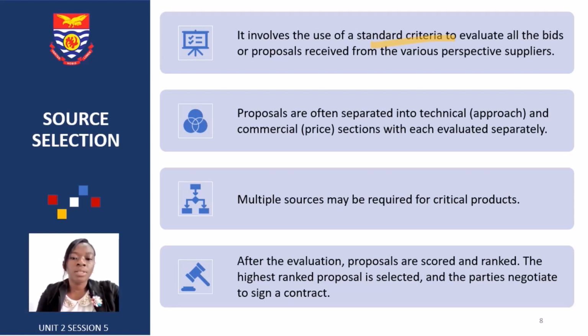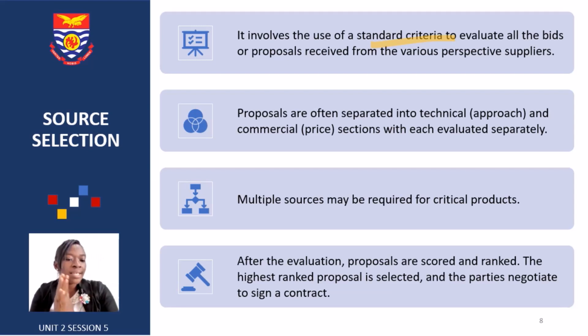And multiple sources may be required for critical products. There are some products which are very critical, and you need to get more than one source, a lot of sources, to be able to see which is giving you the best offer. After the evaluation, proposals are scored and ranked, and then the highest ranked proposal is selected and the parties negotiate to sign a contract.